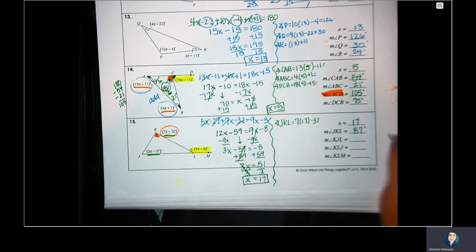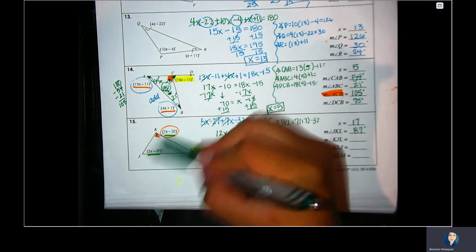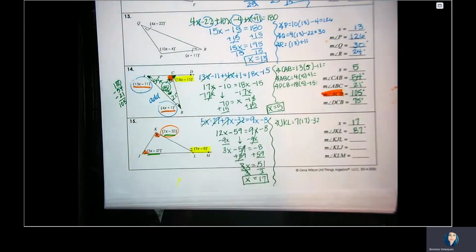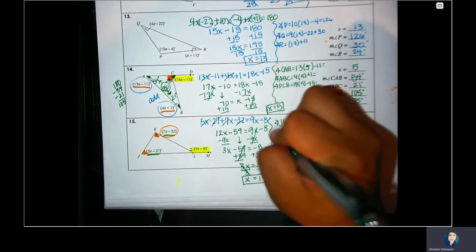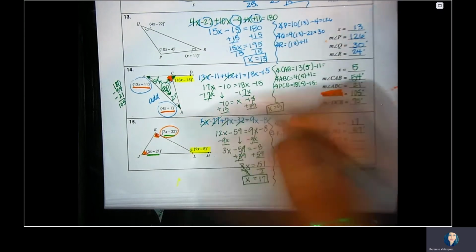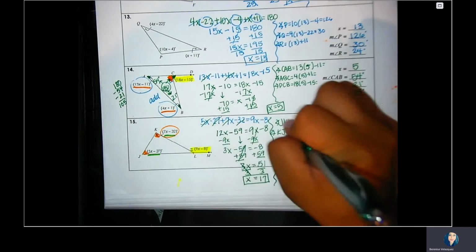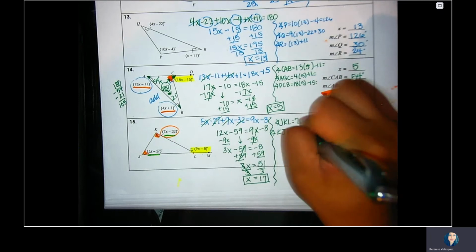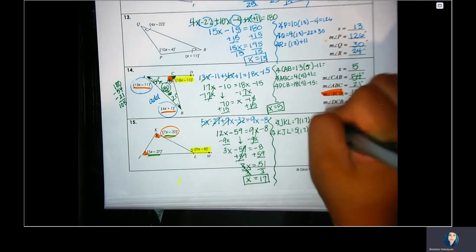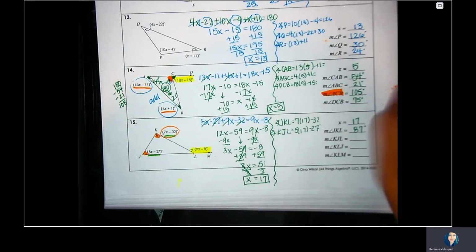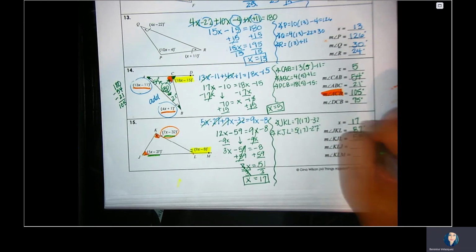Okay, next one, KJL. KJL is this corner here. Okay, so angle KJL, KJL will be 5 times 17 minus 27. Okay, plug that in. That value is 58.